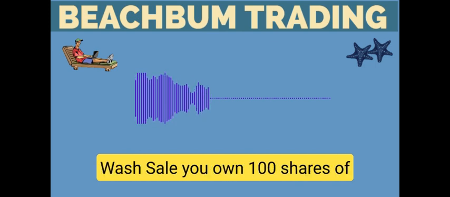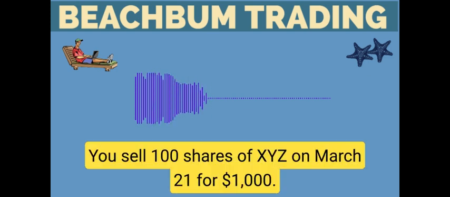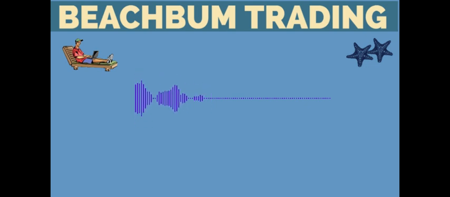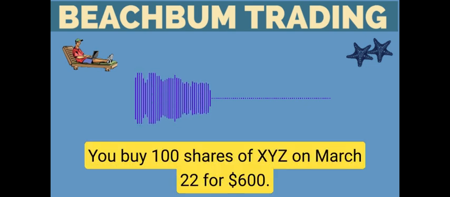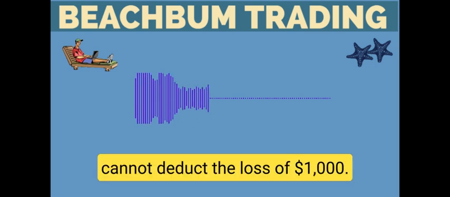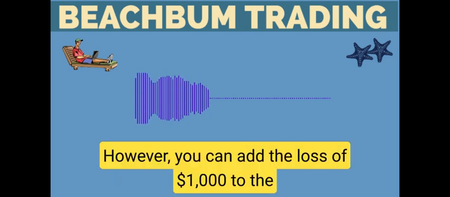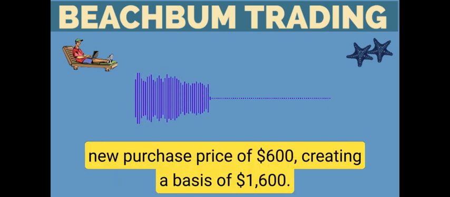Example, wash sale: you own 100 shares of XYZ with a basis of $2,000. You sell 100 shares of XYZ on March 21 for $1,000. You buy 100 shares of XYZ on March 22 for $600. This is a wash sale and you cannot deduct the loss of $1,000. However, you can add the loss of $1,000 to the new purchase price of $600, creating a basis of $1,600.